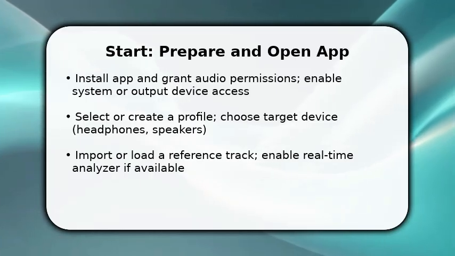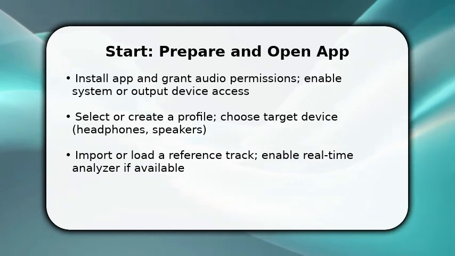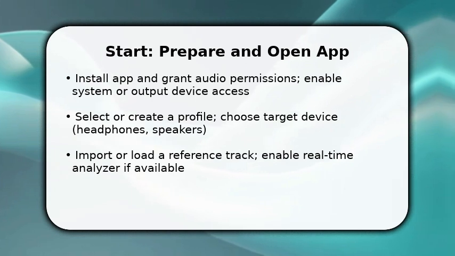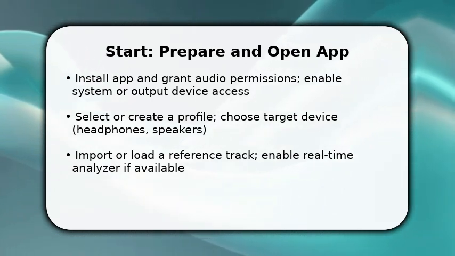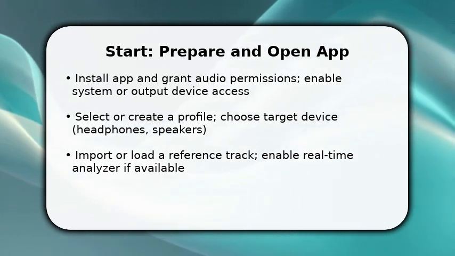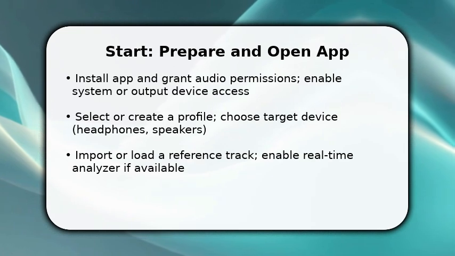You start by opening the Equalizer app and choosing the audio output you will tune. Once done, create a named profile and allow the app to access audio so changes apply live. Make sure you load a clean reference track and enable the visual analyzer. This gives you immediate feedback.